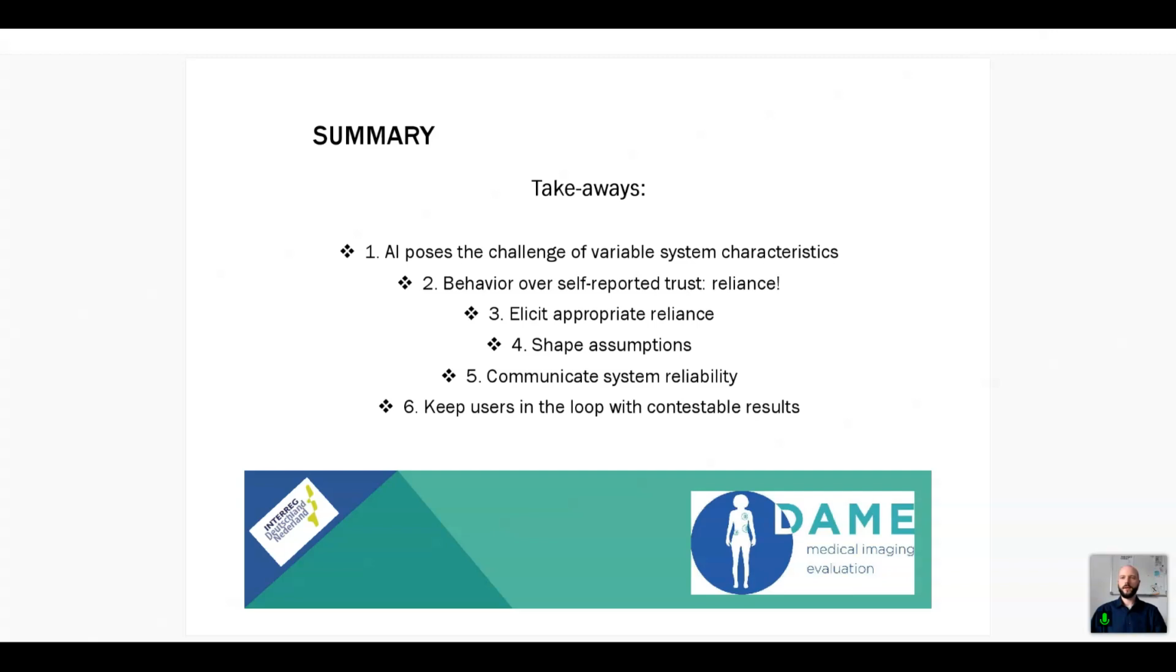The fourth takeaway for me is we need to shape the assumption of users, for example, through training, so we can then communicate, in the fifth takeaway, the extra reliability of an automation's users and keep the users in the loop with contestable results by making the deep learning algorithm more of a partner to collaborate with.